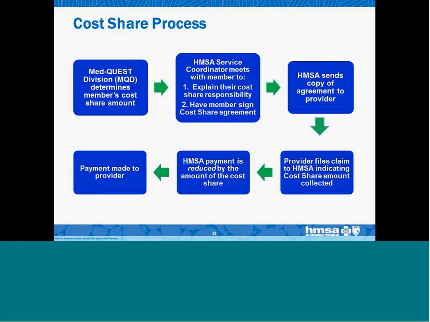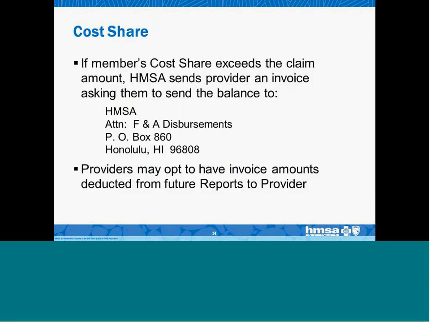The provider collects the cost share from the member each month and indicates the amount collected on their claim. HMSA will then process the claim and will reduce the provider's payment by the cost share amount that they have already collected from the member. There may be instances when the member's cost share is greater than the claim. In this situation, HMSA will send the provider an invoice requesting that the balance of the cost share be sent to the address listed on this slide.